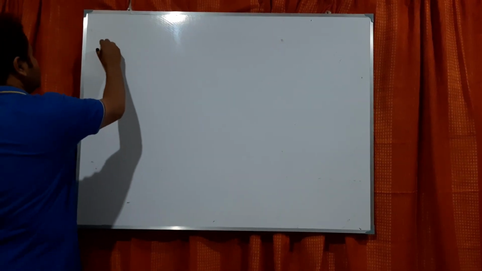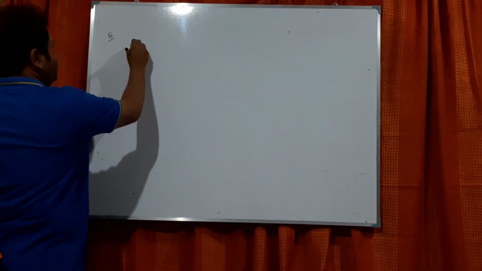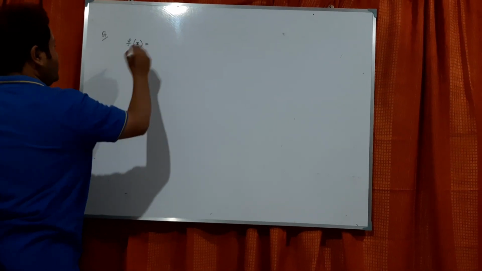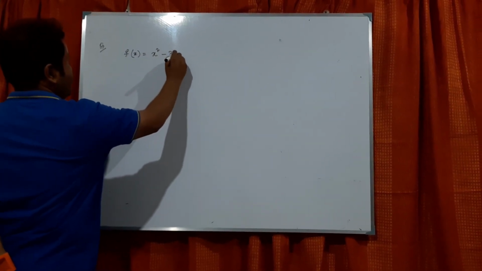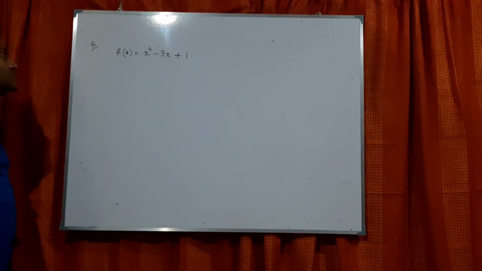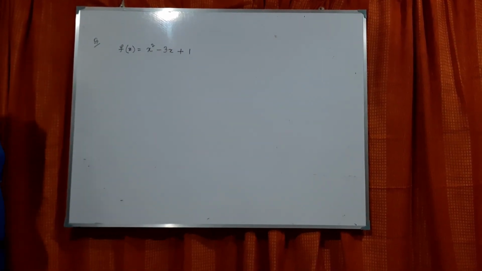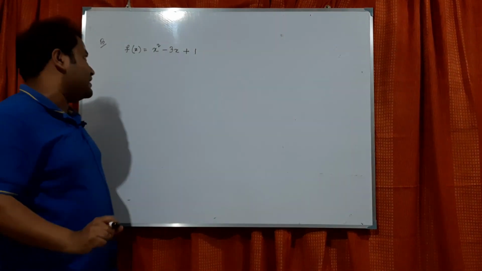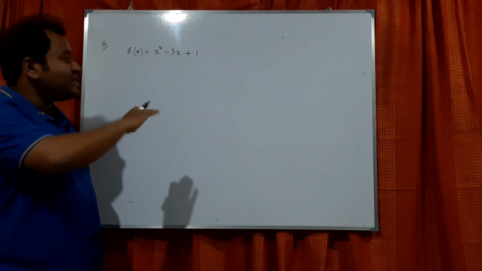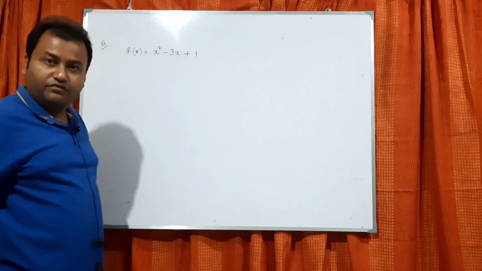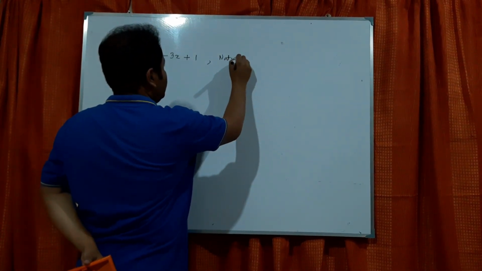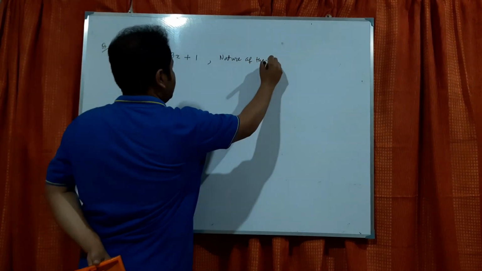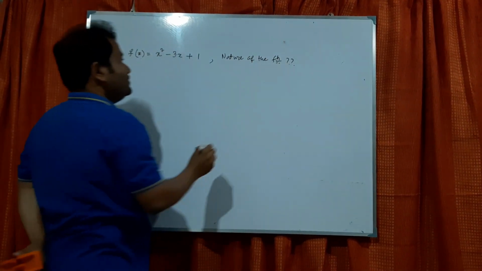Say I have been given f(x) equals x square minus 3x plus 1. So this problem is given to us and we have to check whether the function is increasing, decreasing, or what is the nature of the function. That we have to check.